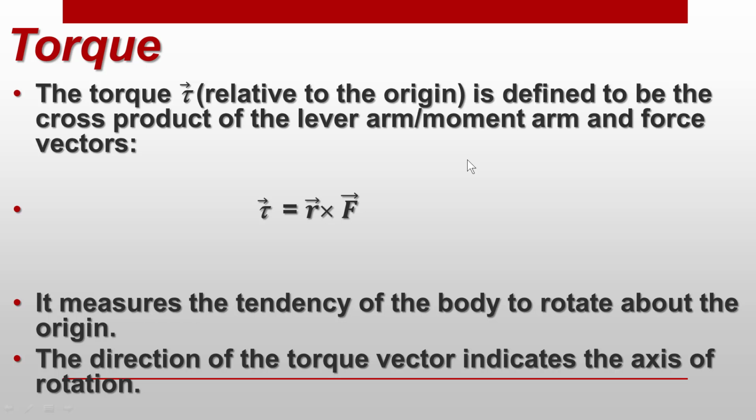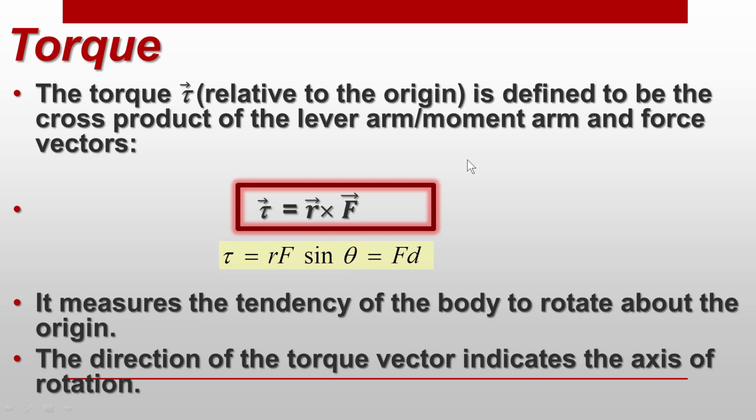So same definition with different words: the cross product of the lever arm, or moment arm, and the force vectors. If we check the magnitude of this cross product, then tau is equal to RF sin theta, which is equal to FD. Tau is equal to RF sin theta, the magnitude of this cross product, which can also be written as FD, multiplying force with the moment arm.